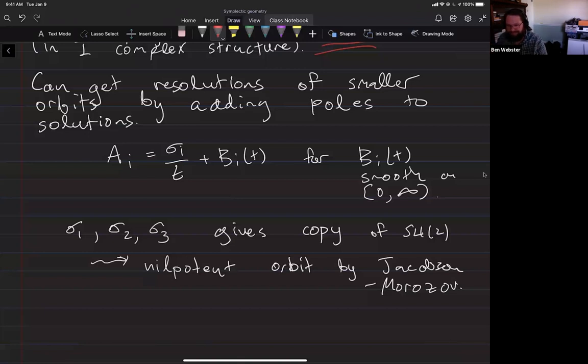I have a question, not about what you were just talking about. When I've seen Nakajima quiver varieties defined, I've usually seen them written down with pairs of arrows going in both directions and so forth. And so this is equivalent because you can think of H as being C plus the cotangent bundle to C. Okay. That's very cool. So that's really nifty.